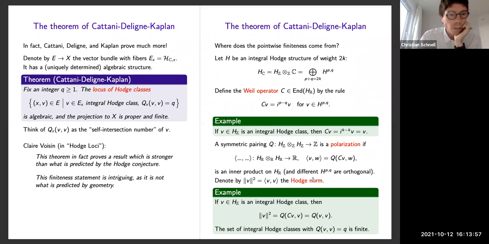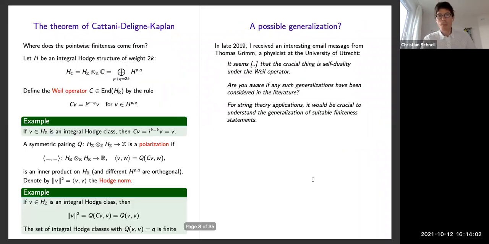Yeah, anyway, any questions? Good, okay. Right, so now let me get to the sort of newer part. So then the second part of the story starts in late 2019, because at that point, I got an email message from a guy named Thomas Grimm, who is a theoretical physicist at the University of Utrecht.